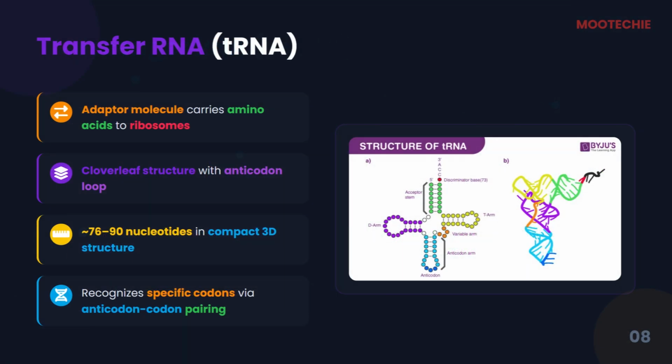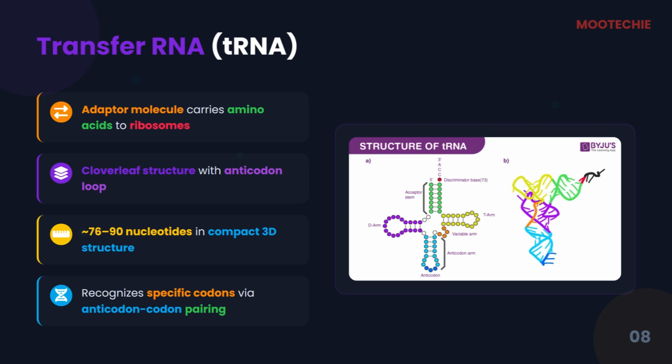Moving forward, let's meet the adapter molecule, transfer RNA, or tRNA. tRNA is the essential adapter. It carries specific amino acids to the ribosomes during protein assembly. It has a distinctive clover-leaf structure when shown in 2D, which folds into a compact 3D shape. A key part of the structure is the anticodon loop. It's a relatively small molecule, about 76 to 90 nucleotides long, packed into that efficient 3D structure.